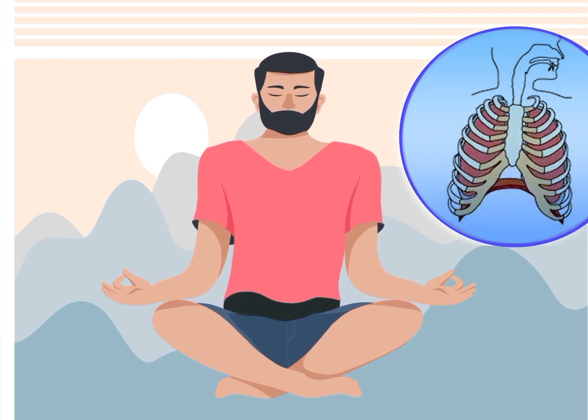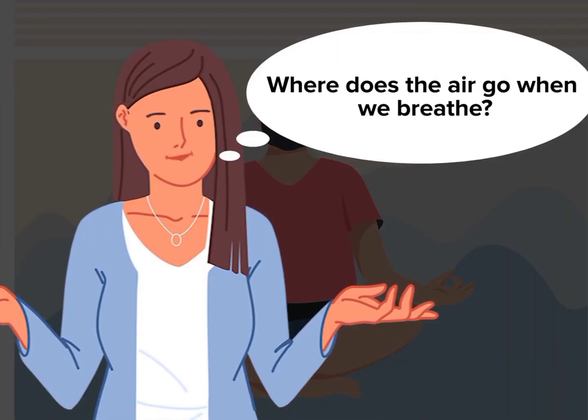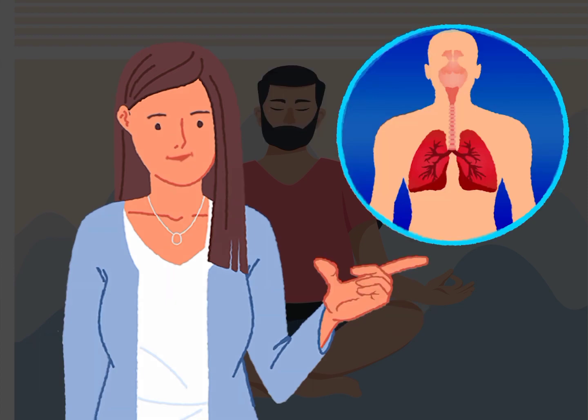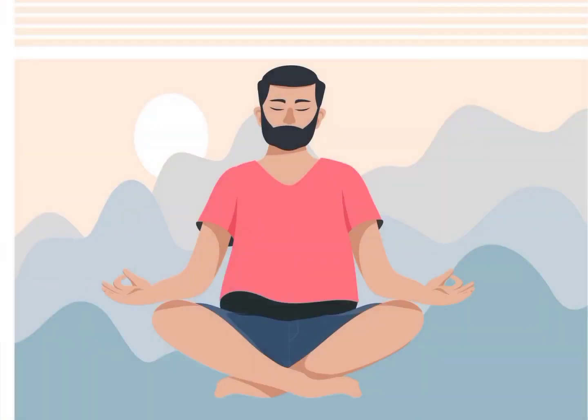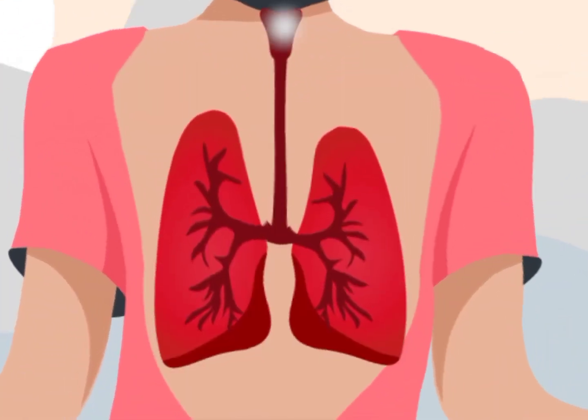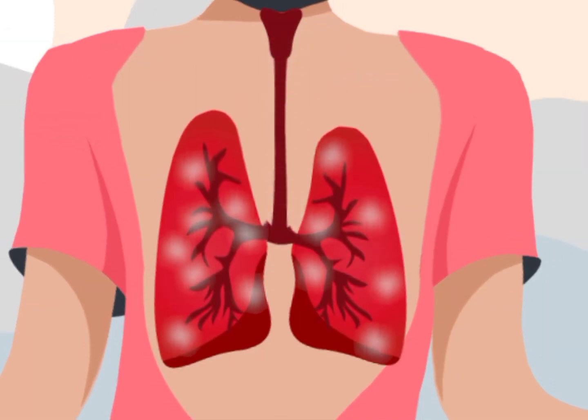Now tell me, where does the air actually go when we breathe in? You might say it goes to our lungs. Well, yes, it's correct. The air passes through the respiratory tract and then enters the lungs. So now, let us explore the features and parts of the human respiratory system.